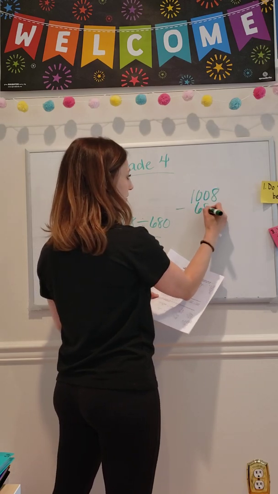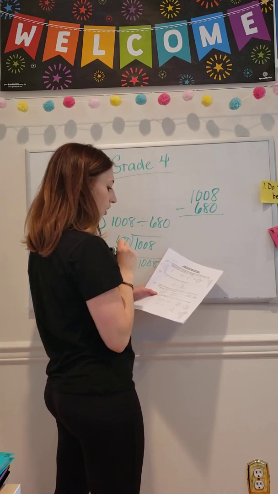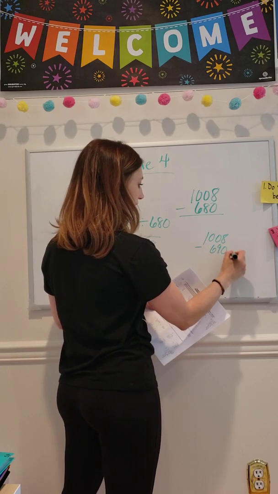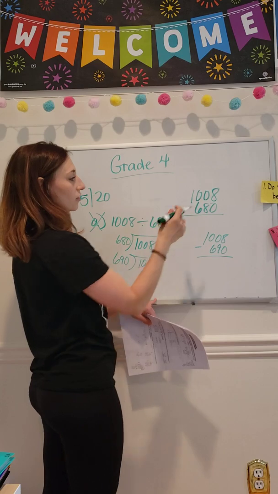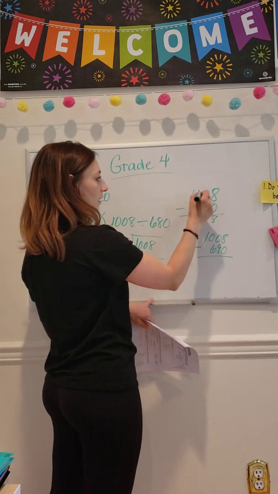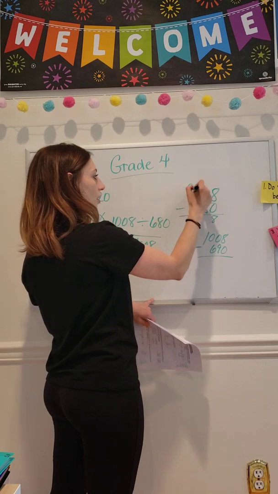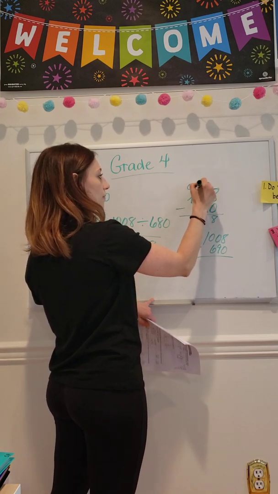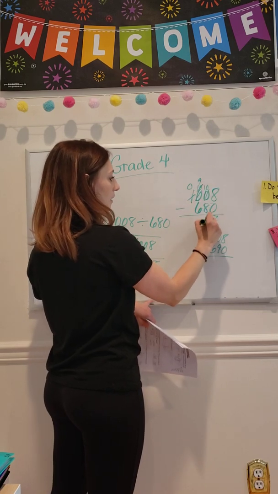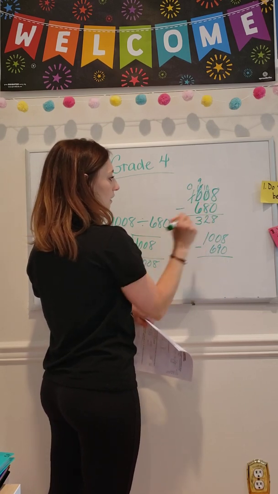1008 minus 680, or 1008 minus 690. So I can actually do this one out just to double check it. 8 minus 0 is 8. 0 minus 8, I'm going to have to go all the way over to the 1 and borrow. That becomes a 0. This becomes a 10, then a 9, and this becomes a 10. 10 minus 8 is 2. 9 minus 6 is 3.